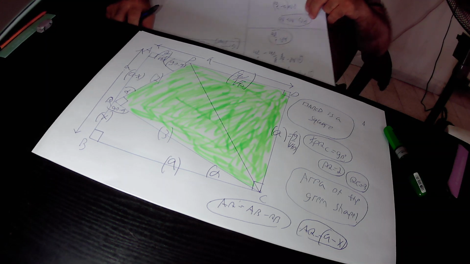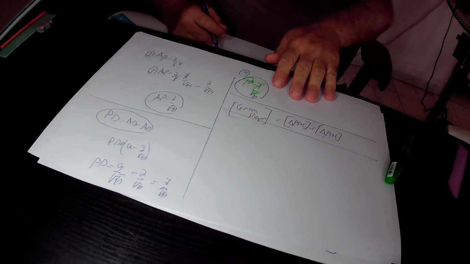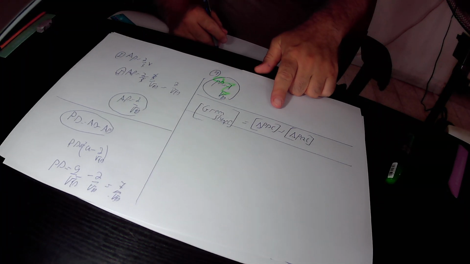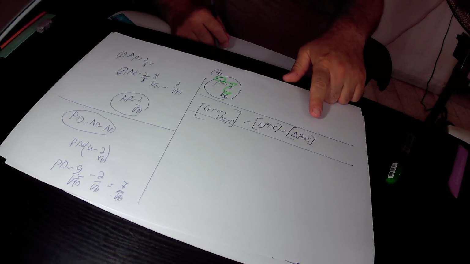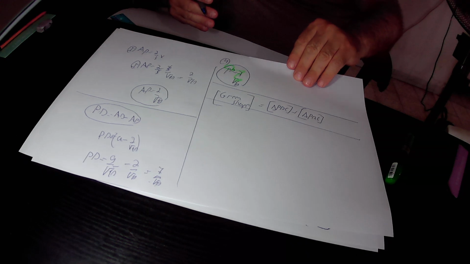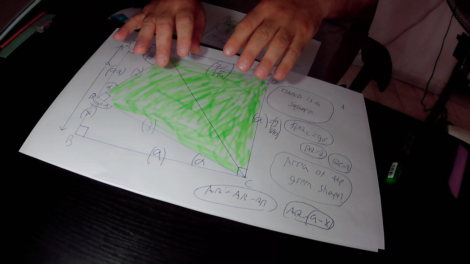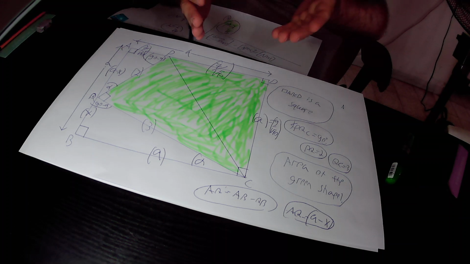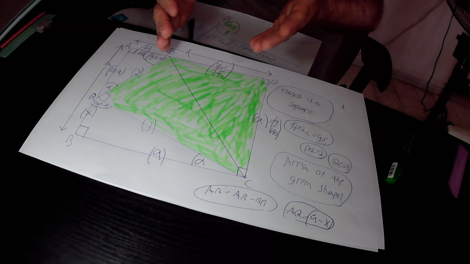So in total, we found out that the area of the green shape is equal to the area of the right triangle PDC plus the area of the right triangle PQC, because this green shape consists of exactly those two right triangles. And therefore, the area of the green shape must be equal to the area of those two right triangles.